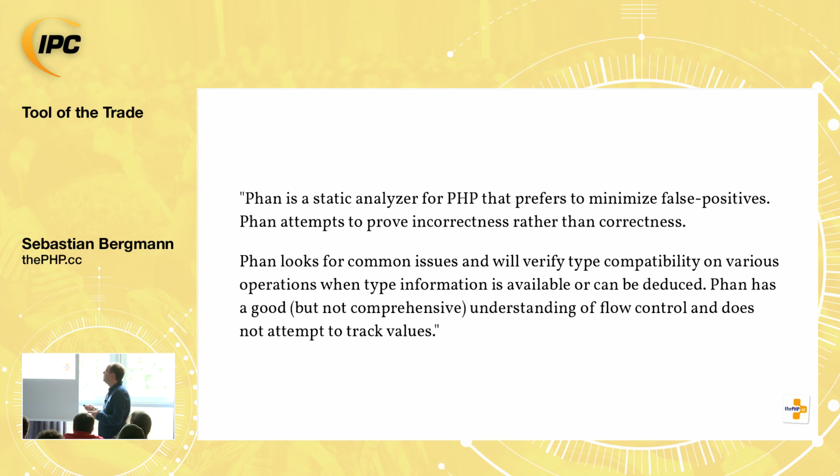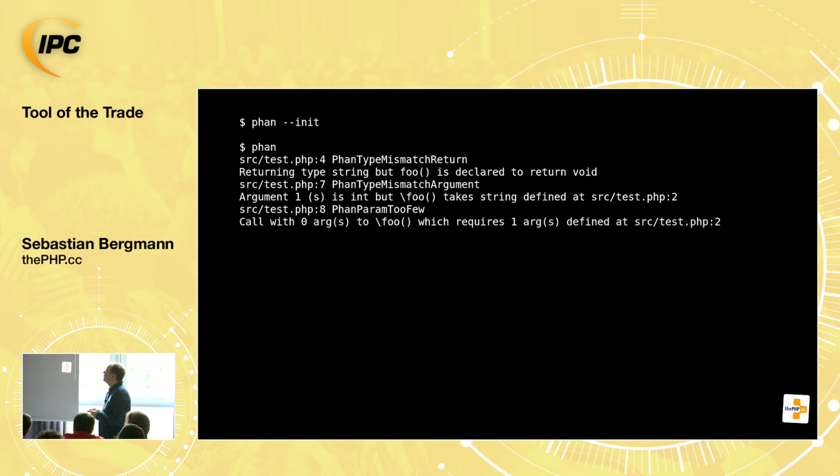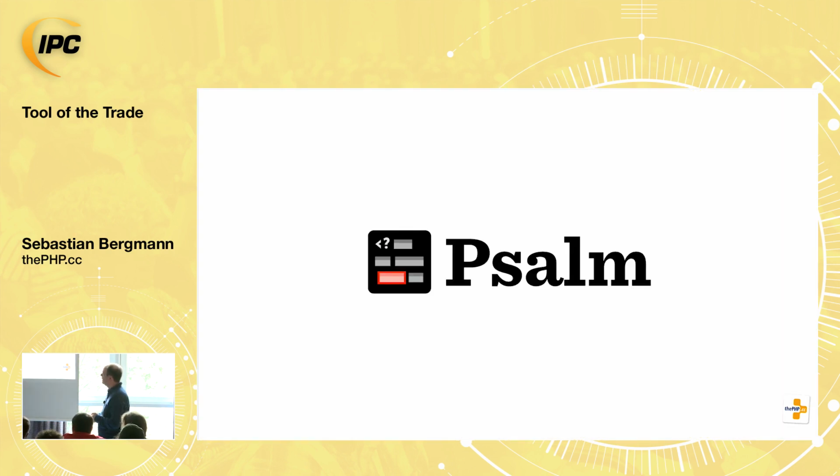That has some interesting features. You call phan init to set up configuration for your project, and you can just run phan, and it tells you where something is wrong. And for a while, I was really happy with phan and was using it for statically analyzing my PHP 7 code and looking for problems until I came across Psalm.